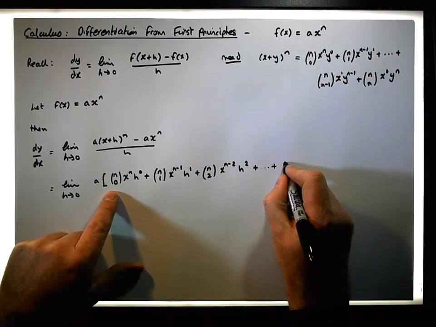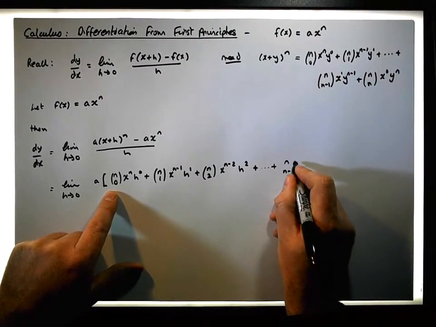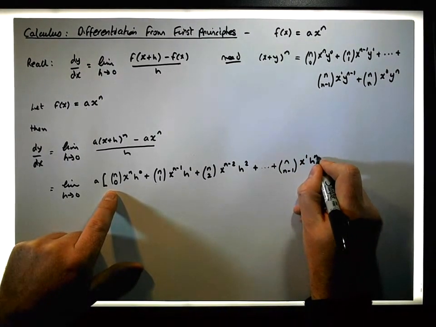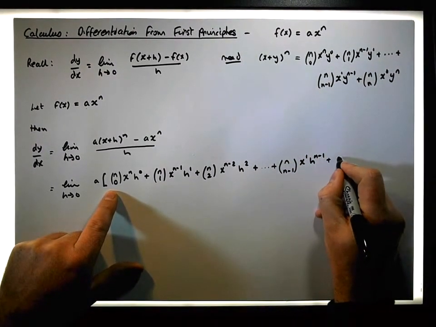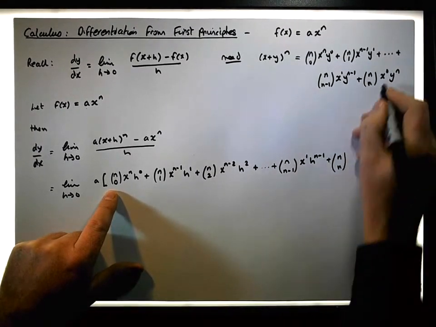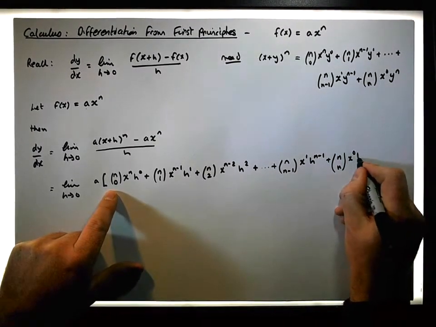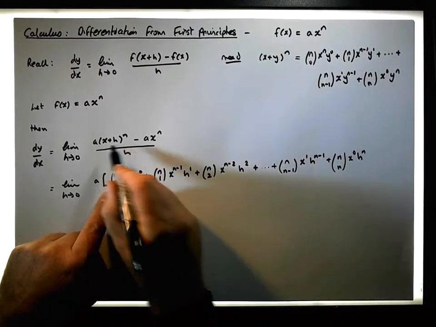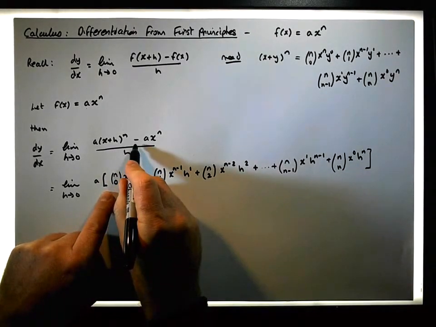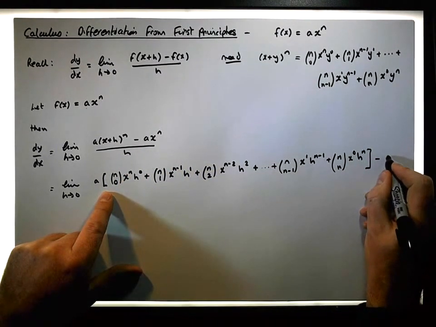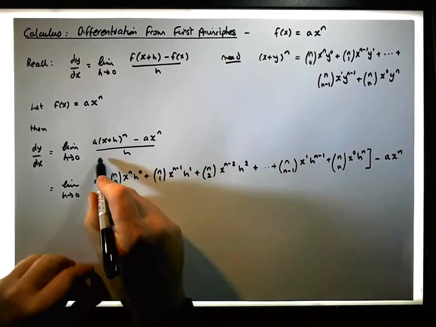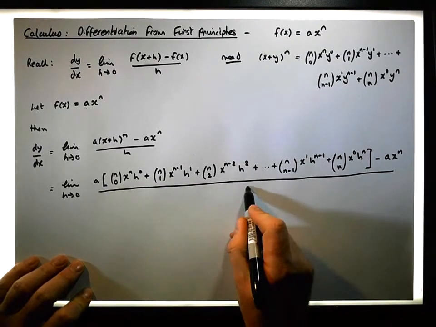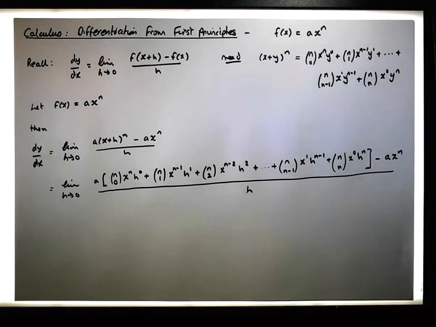So it's going to be nC(n-1) times x to the power of 1 times h to the power of n minus 1, plus nCn times x to the power of 0 times h to the power of n. And that's the binomial expansion of this particular term here. And what we need to do is subtract from that minus a times x to the n. And this all needs to be divided by h. It looks very complicated, but it's actually quite straightforward.